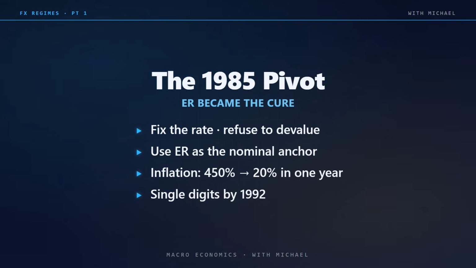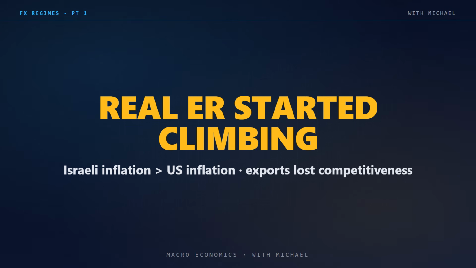By 2005, the diagonal band had served its purpose. Israeli inflation had converged to international levels. The Bank of Israel formally abandoned the band system. From 2005 onward, the shekel has been a fully floating currency. The central bank no longer commits to any specific exchange rate. The rate is determined entirely by market forces, by supply and demand for foreign currency.